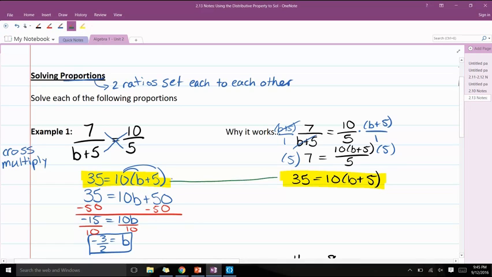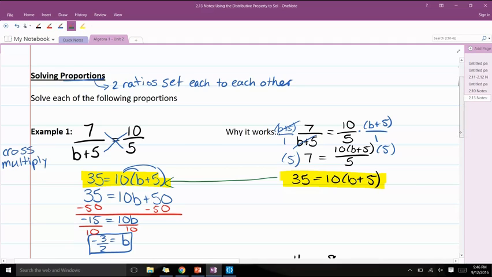Okay, now what's the difference? Here, it took us 2 steps. Here was 1 step. Okay, so I totally approve using cross multiplication. It's a very effective, efficient method of solving the problems. It's just important to understand where it's coming from.